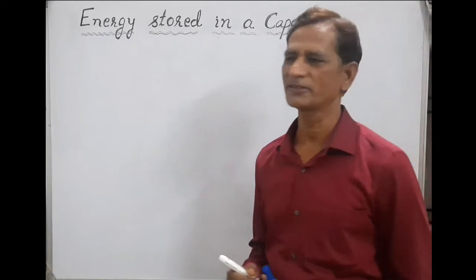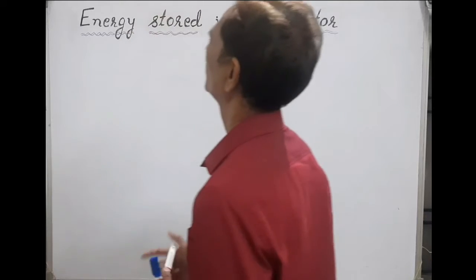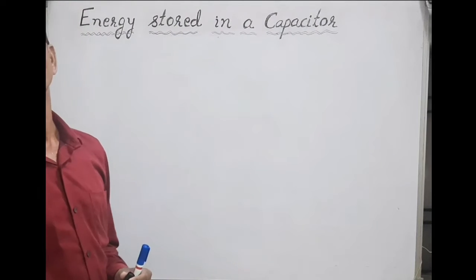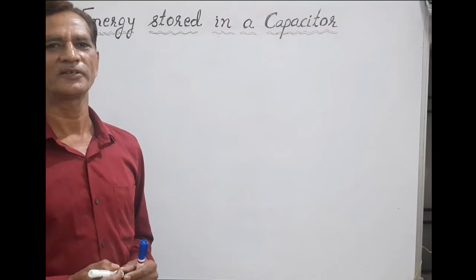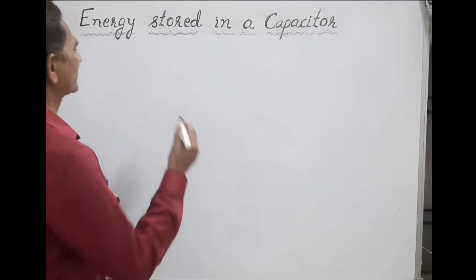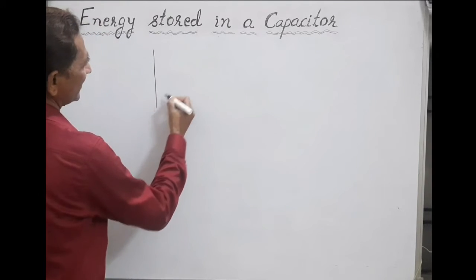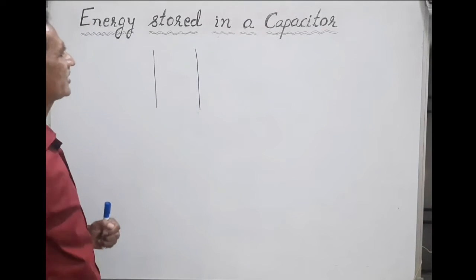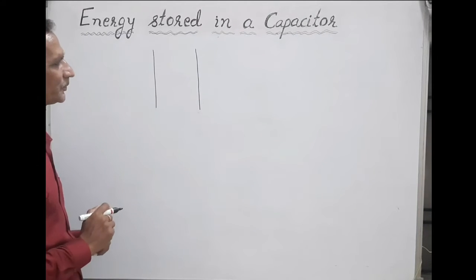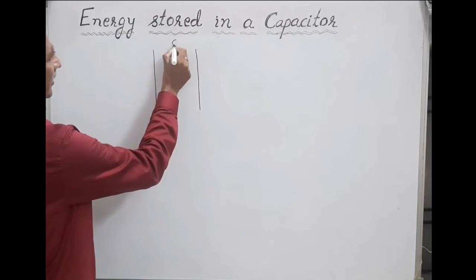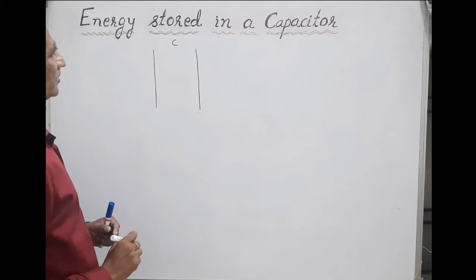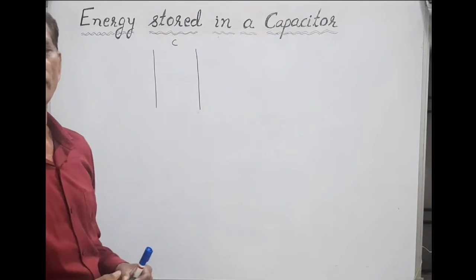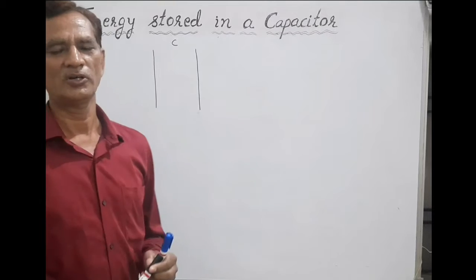Let us understand first how to store energy in a capacitor. Consider a capacitor having capacitance C. Initially it has no charges on each plate. Now we transfer the charges from one plate to another plate.